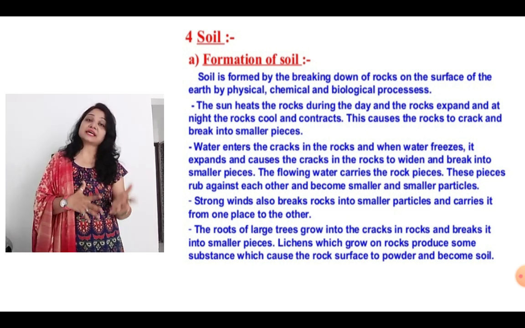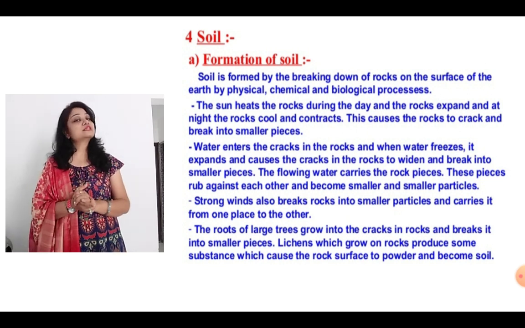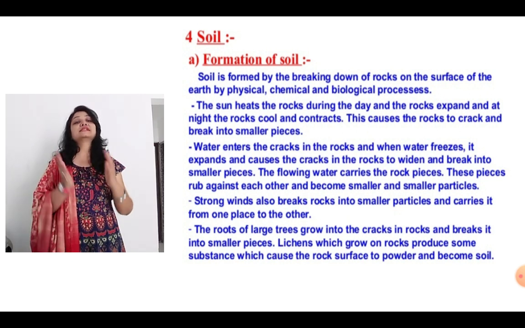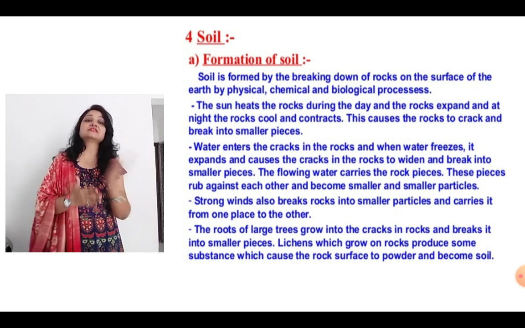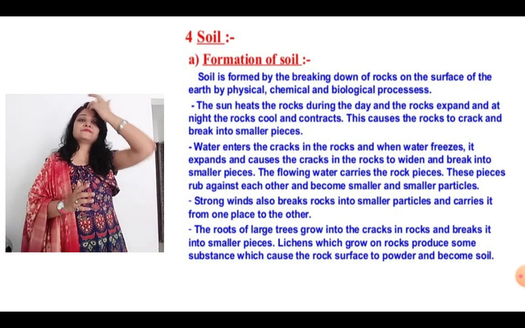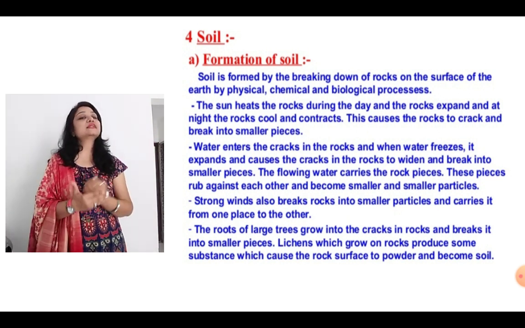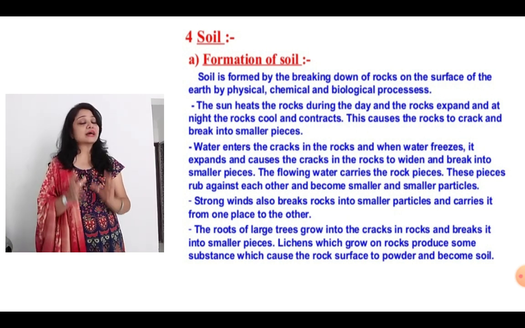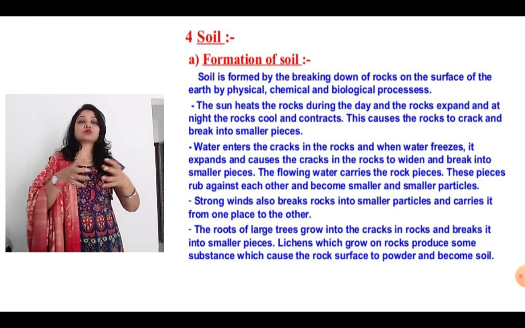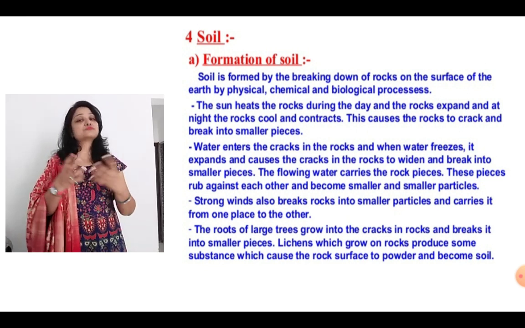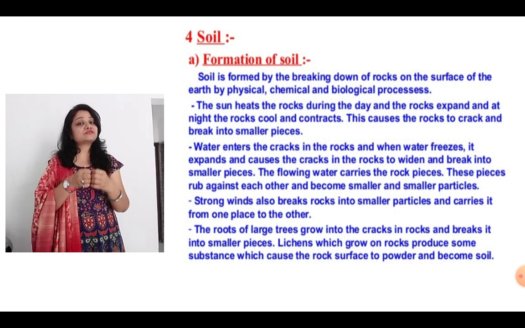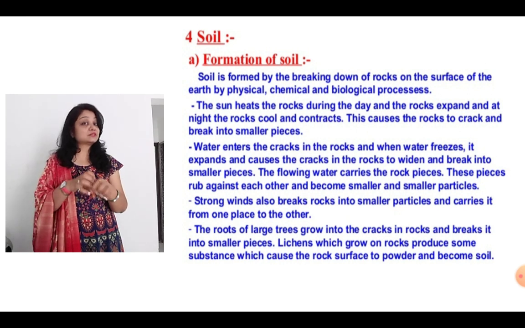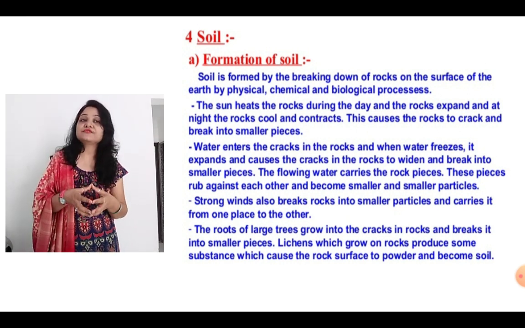You must have studied it in science as well as geography. The soil is formed by the breaking down of rocks on the surface of earth by physical, chemical and biological processes. That is the process of weathering. Now, how does it happen? The sun heats the rocks during the day and the rocks expand, and at night the rocks cool and contract. This causes the rock to crack and break into smaller pieces, because if something expands and contracts regularly, cracks come. Now water enters these cracks in the rocks, and when this water freezes, it expands.